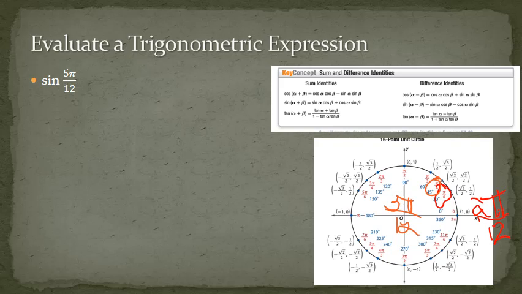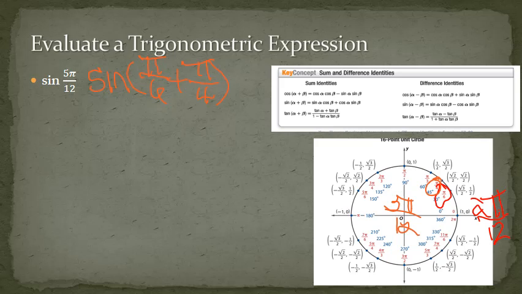So then I could set this identity up such as this. Then I could say that this is the same as the sine of pi over 6 plus pi over 4. Right? Pi over 6 is the same thing as 2 pi over 12. Pi over 4 is the same thing as 3 pi over 12. 3 pi over 12 plus 2 pi over 12 is 5 pi over 12. All right, there we go.